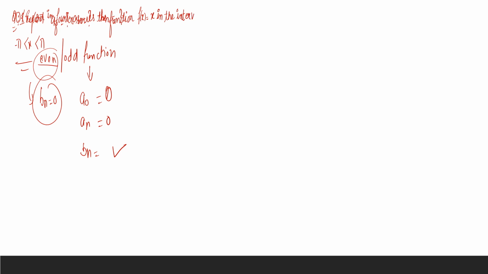So if the function is even, then you have to find a naught and an. bn will be automatically 0, you don't have to find bn. If the function is odd, you have to find only bn. So in even, bn is 0, in odd, a naught is 0. This is an extra benefit in this limit: if you don't want to do descriptive calculation, you can just check even or odd function, but it doesn't apply in 0 to 2π.